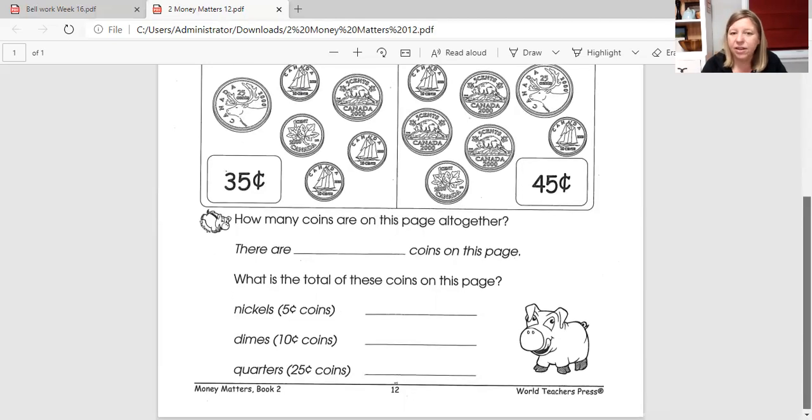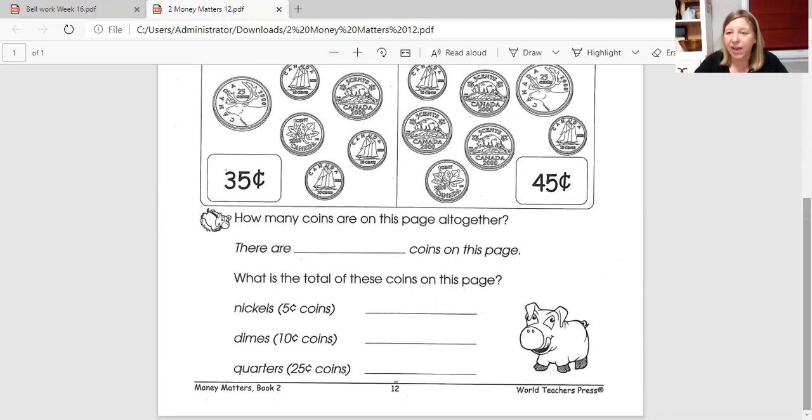And then you need to count the value of the quarters on this page. This one is going to take you a little bit more time to figure out. Go back to your money mat. On the bottom of your money mat, it shows a clue, a hint for how to count by 25s. And it goes like this: 25, 50, 75, $1. Or 25, 50, 75, 100.